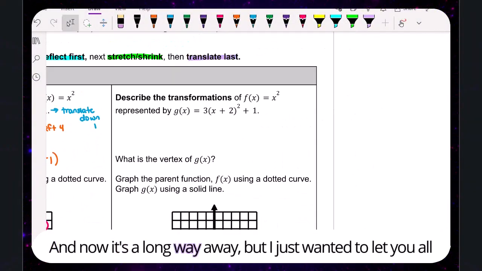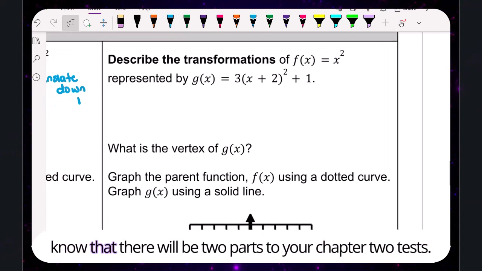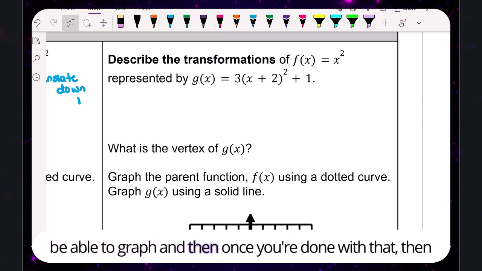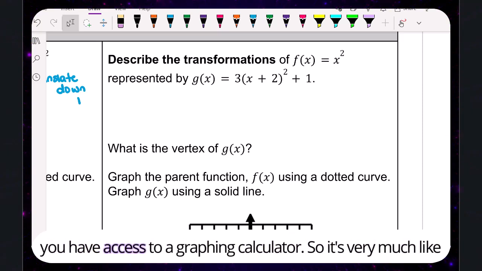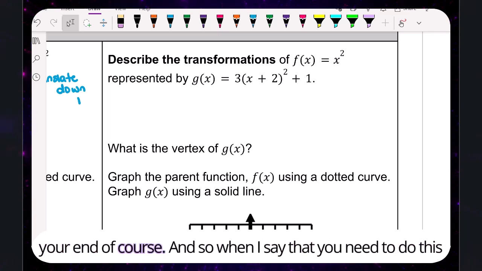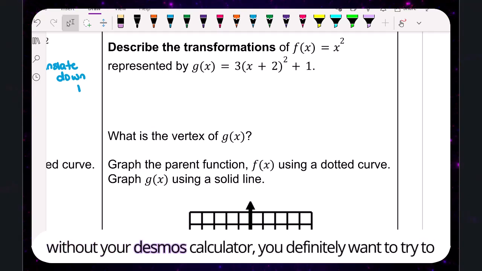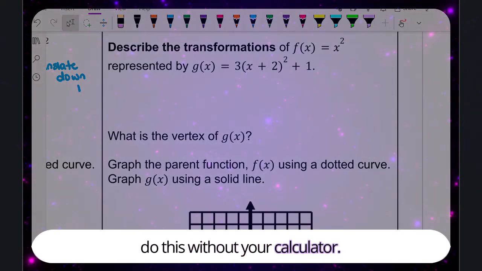I know it's a long way away, but I just wanted to let y'all know that there will be 2 parts to your Chapter 2 test. You will have a section without any calculator, so you will not be able to graph, and then once you're done with that, then you have access to a graphing calculator. So it's very much like your end of course. And so when I say that you need to do this without your Desmos calculator, you definitely want to try to do this without your calculator.